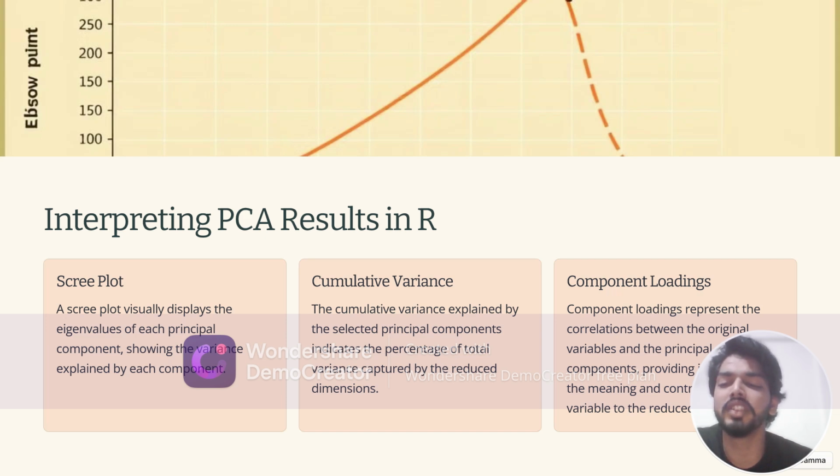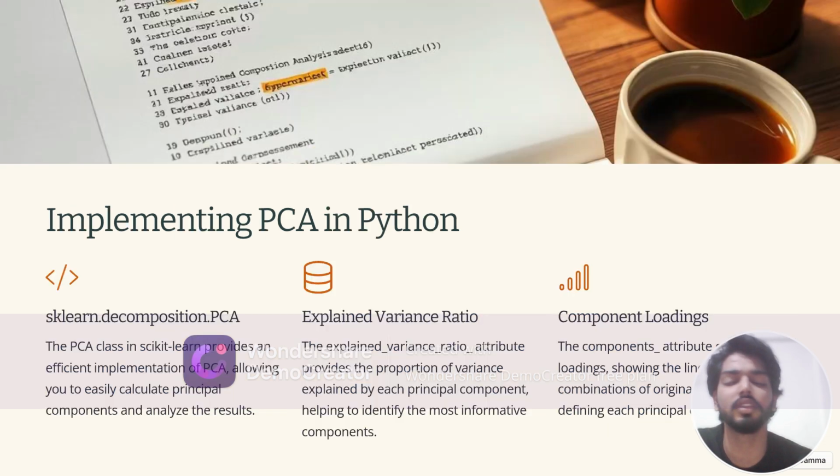A scree plot visually displays the eigenvalues of each principal component, showing the variance explained by each component. What is cumulative variance? The cumulative variance explained by the selected principal components indicates the percentage of total variance captured by the reduced dimensions. Component loading represents the correlation between the original variable and the principal component, providing insights into the meaning and contribution of each variable to the reduced dimensions.